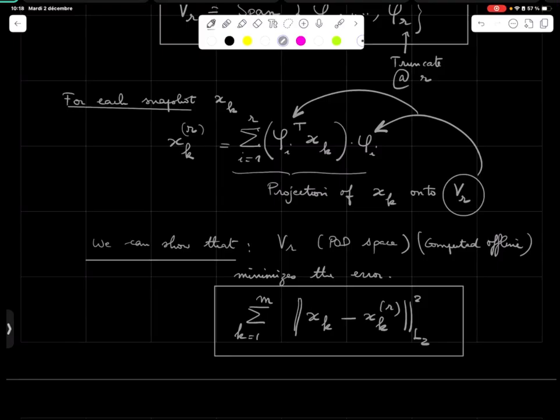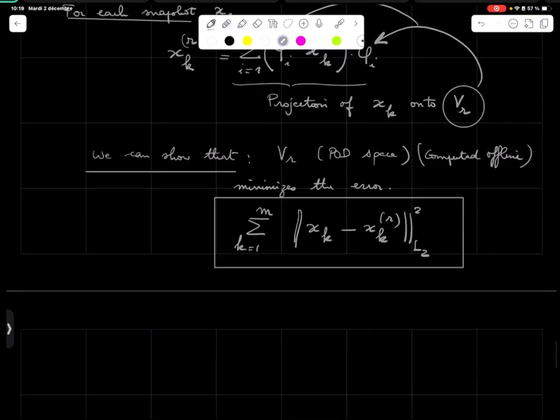And what is even cooler is that you can actually show, and this is really nice and very useful, that that error is equal to the sum from i equals r plus 1 to the minimum of n and m of sigma_i squared.